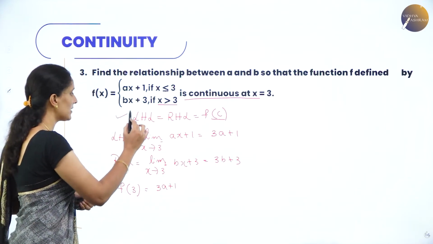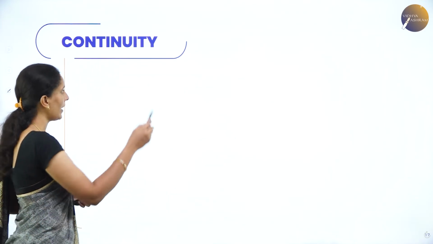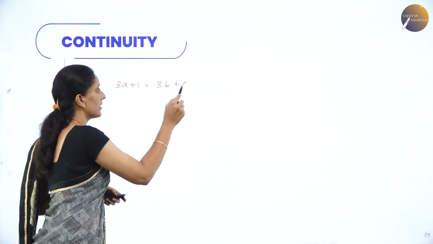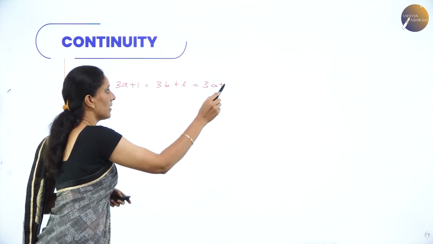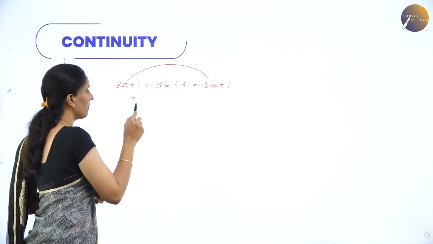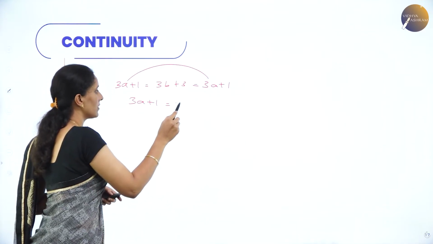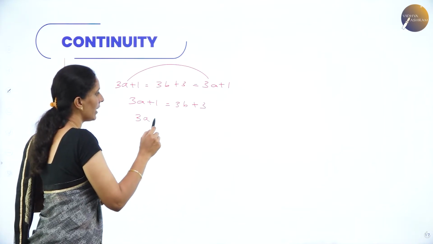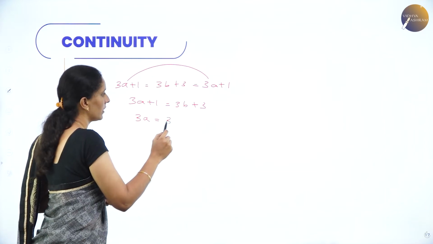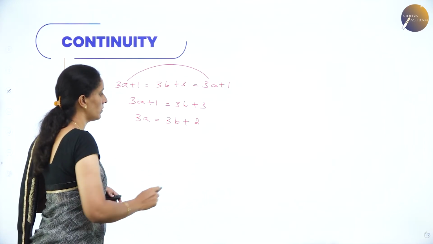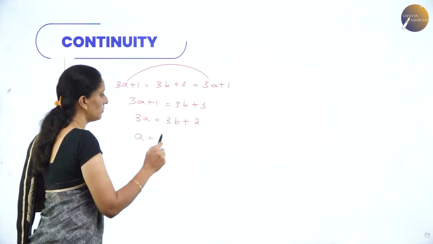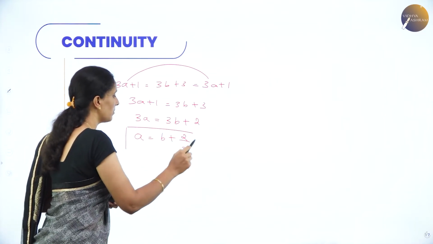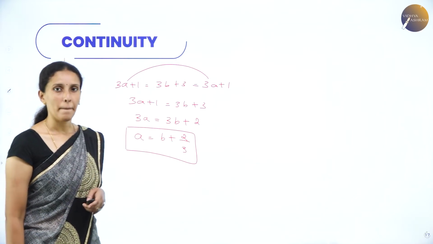Now by using this definition, we can write 3a plus 1, 3b plus 3 is equal to 3a plus 1. Since these are equal, we can write 3a plus 1 is equal to 3b plus 3, or 3a is equal to 3b plus 2, or a is equal to b plus 2 by 3. So this is the relation between a and b.